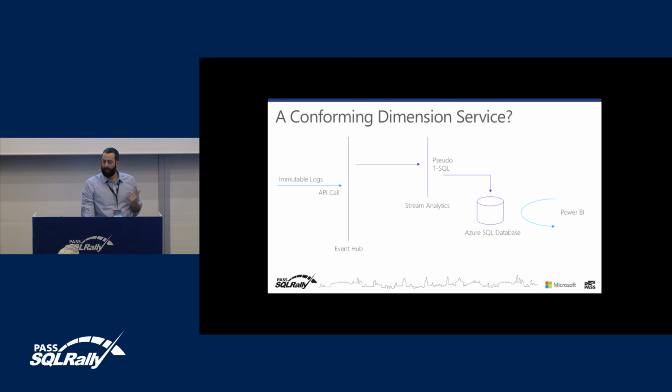But what I would really like to do is build a true conforming dimension service, because right now my dimensions are living in CSVs on blob storage. That's not very dynamic. If I have a dimension where I get information from the stream, say the data source is pulling a new customer, I get to add this customer to my dimension. Right now, I cannot do that with this architecture.